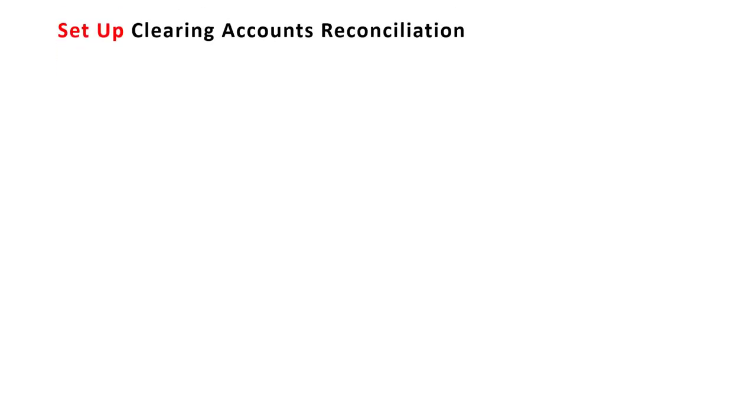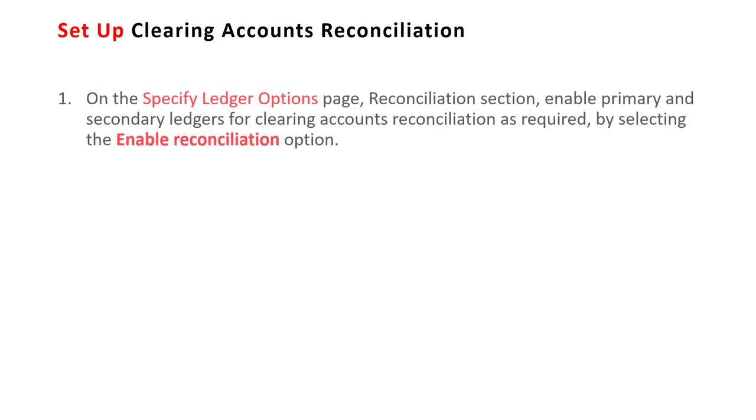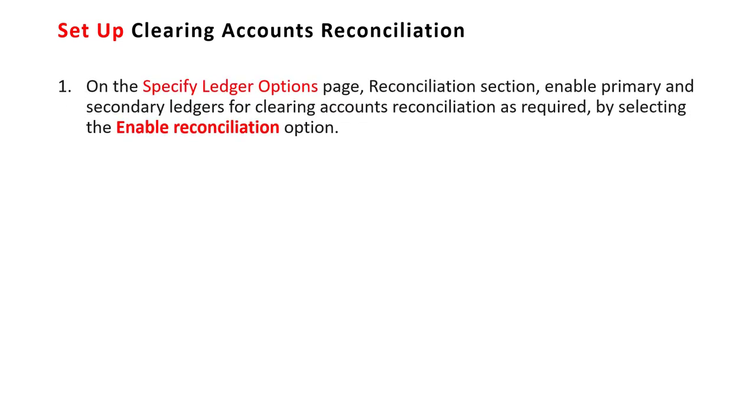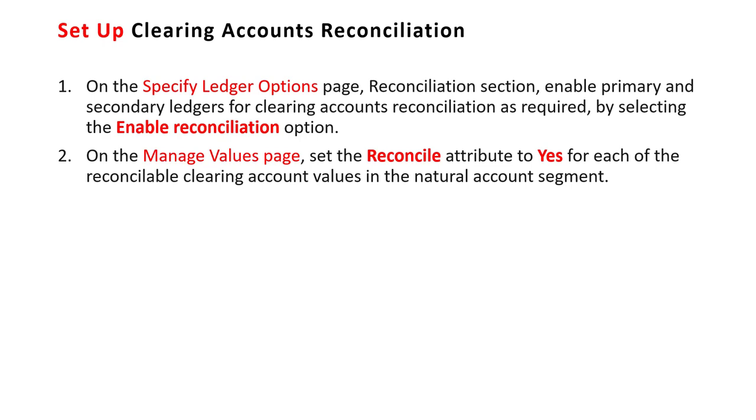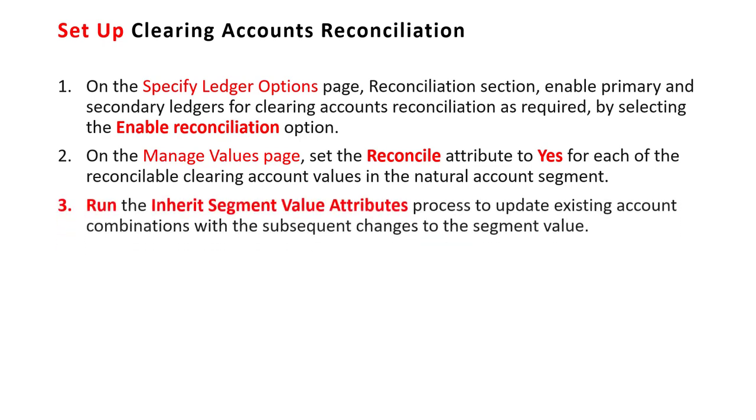Setup clearing account reconciliation steps. There are three steps. You have to specify the enable reconciliation option for your ledger options. Then you have to use the manage value set values page to enable the reconcile attribute for each of the reconcile clearing account values in the natural account segment. After that, you have to run the inherit segment value attributes process to update existing account combinations with the subsequent changes to the segment value.